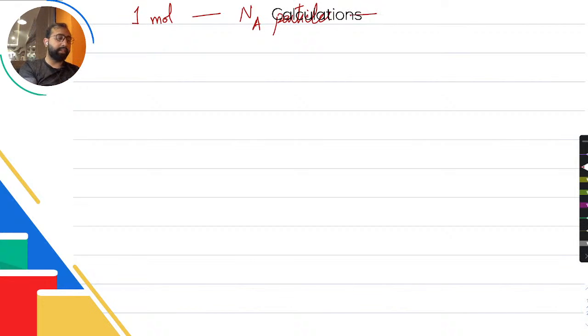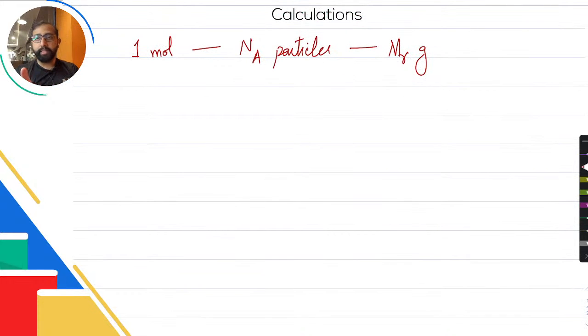Similarly, we said that it is also equal to Mr grams. That means you need to know what the Mr of that thing is. Now, what if I don't know the Mr? Can this still help me out? Of course it can, and we'll talk about that as well. And lastly, we said that there is 24 dm³ of volume if it's a gas.